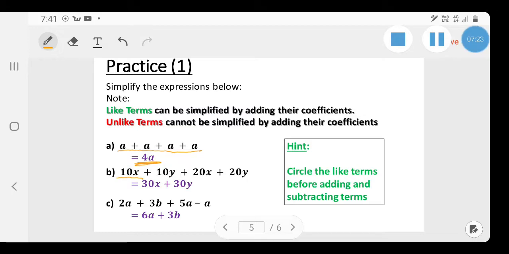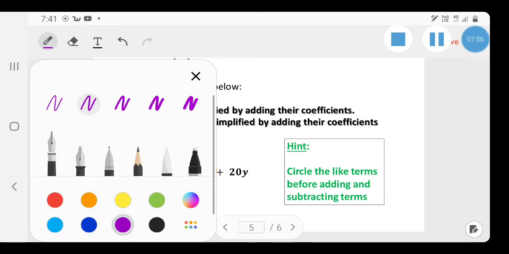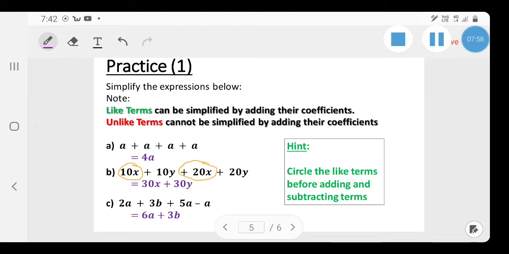Okay. Question B. 10x plus 10y plus 20x plus 20y. All right, so now we have to start being careful and identifying our like terms. So I'm going to circle like terms in the same color. So here's a term. Are there any terms that will be a like term with 10x? Yes, because 20x has the same variable part. All right, I'm going to change colors because there are no other terms that would form a group of like terms with those two.